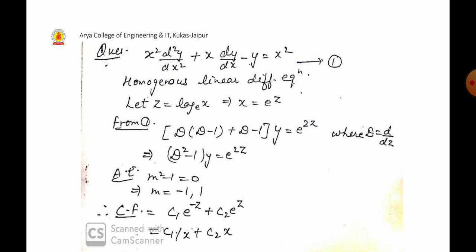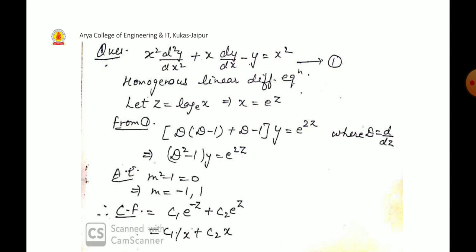Second question, x square d2y by dx2 plus x dy by dx minus y is equal to x square, which is equation number 1. Homogeneous linear differential equation. Let z is equal to log x, and this implies that x is equal to e to the power z. From 1, (D square minus 1)y is equal to e to the power 2z, where capital D is d by dz. Auxiliary equation, m square minus 1 is equal to 0. This implies that m is equal to minus 1 and 1.